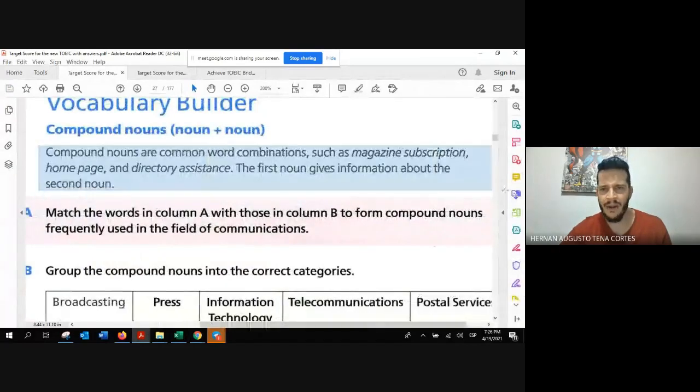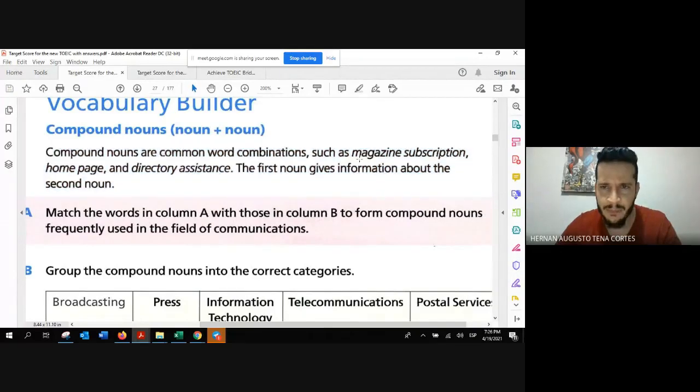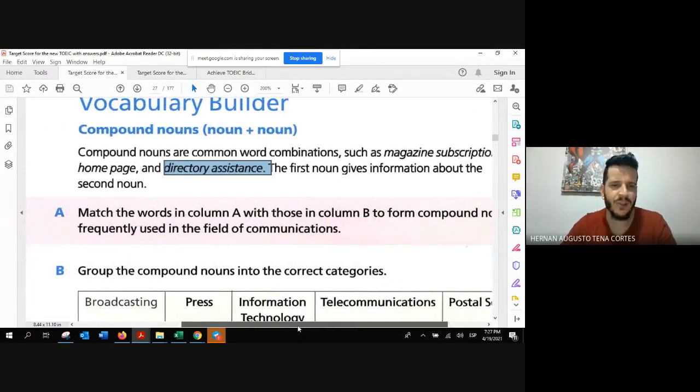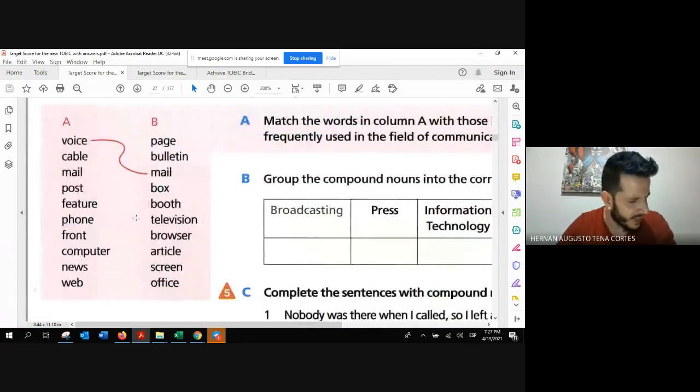Okay, so compound nouns are common word combinations. For example, magazine subscription, homepage, directory assistance. Son palabras que se combinan normalmente. For example, taxi cab. Taxi cab es otra forma de decir taxi. Alarm clock. Son palabras que se ven juntas o que se utilizan en conjunto, muy común. All right, so we have these here.